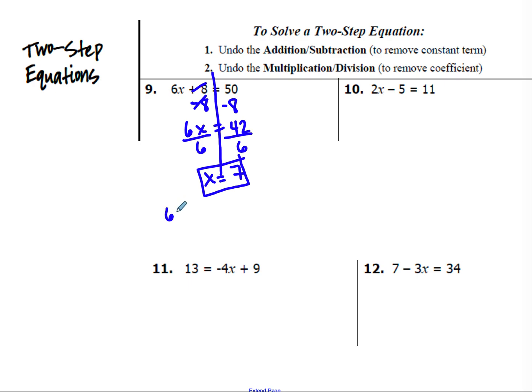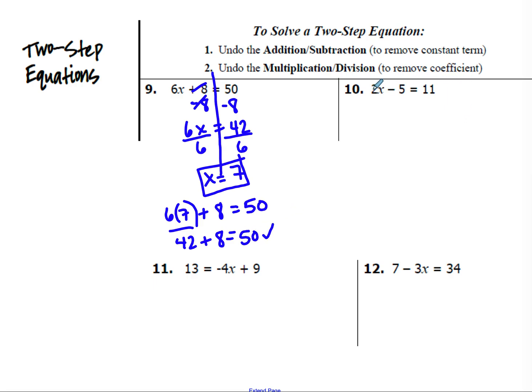Okay, let's check our answer. 6 times 7 plus 8 equals 50. 6 times 7 is 42. 42 plus 8 equals 50. Yep, we solved it correctly.